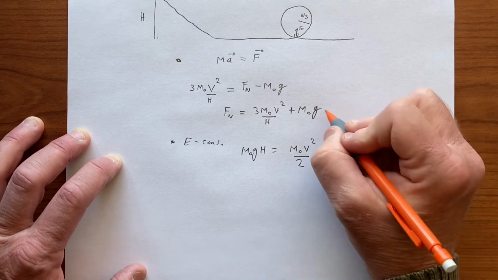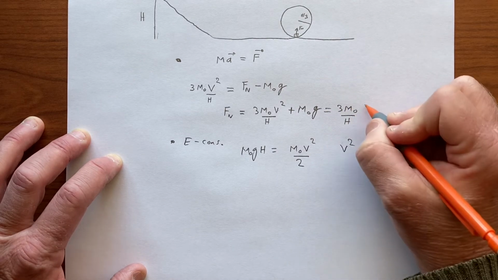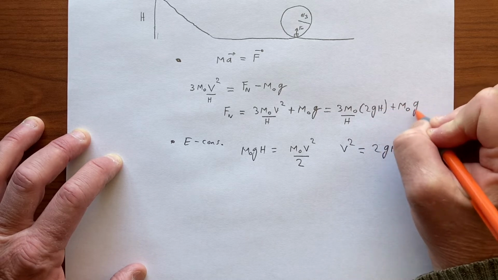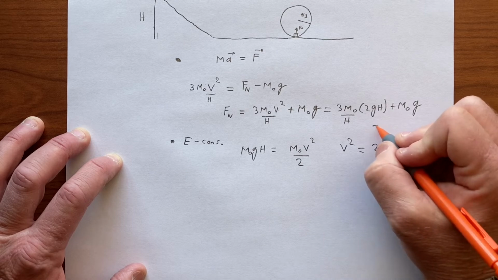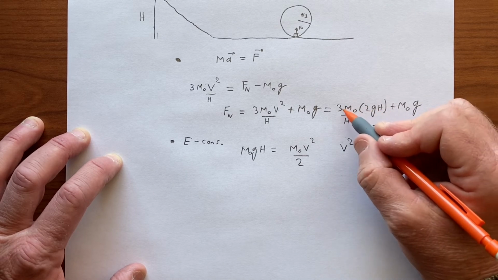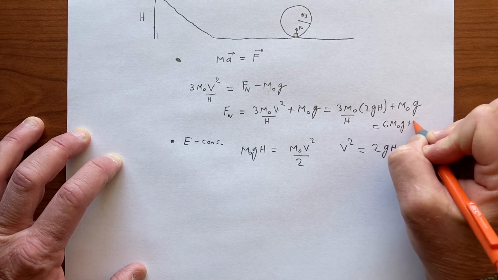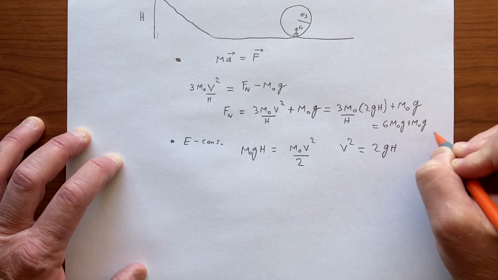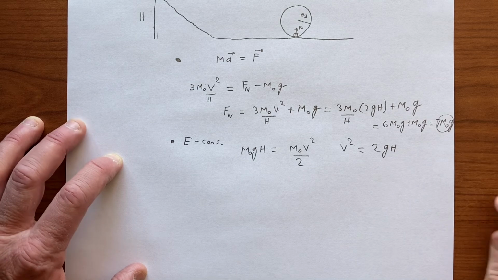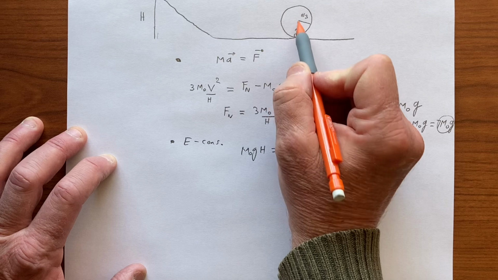and so we actually need v squared here, so we'll solve for v squared, that's 2gh, and so this becomes 3 m naught over h times 2gh plus m naught g, and that is, we'll cancel the h, we'll have 6 m naught g plus m naught g, which is 7 m naught g. So that's the normal force. That's the magnitude of the normal force that way on the cart.